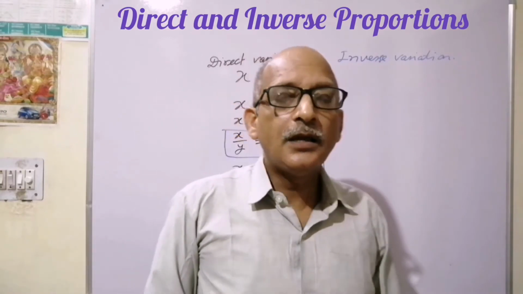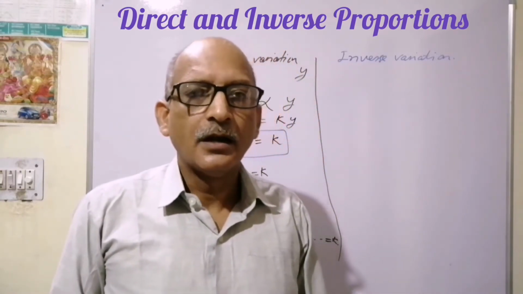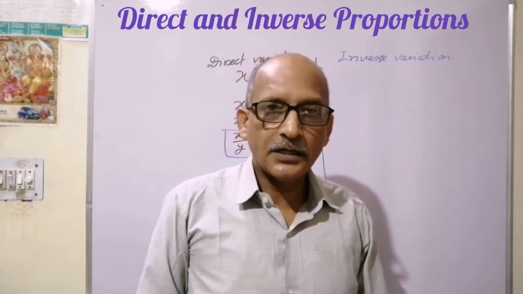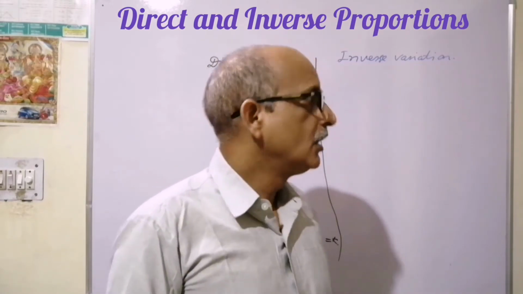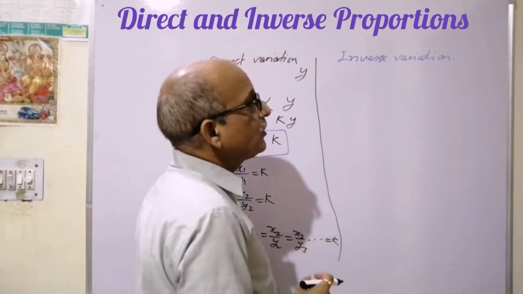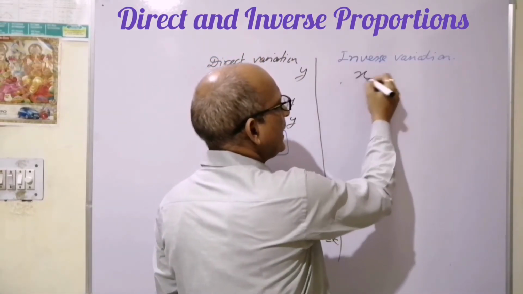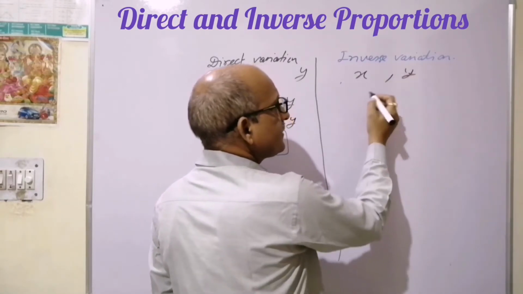Because, students, in mathematics, logic is very important. Mathematics is studied just for logic. The study of mathematics develops the logic only. So in this case, if we are going to take inverse variation, what does it mean? It means x and y again here. So inverse variation means what?